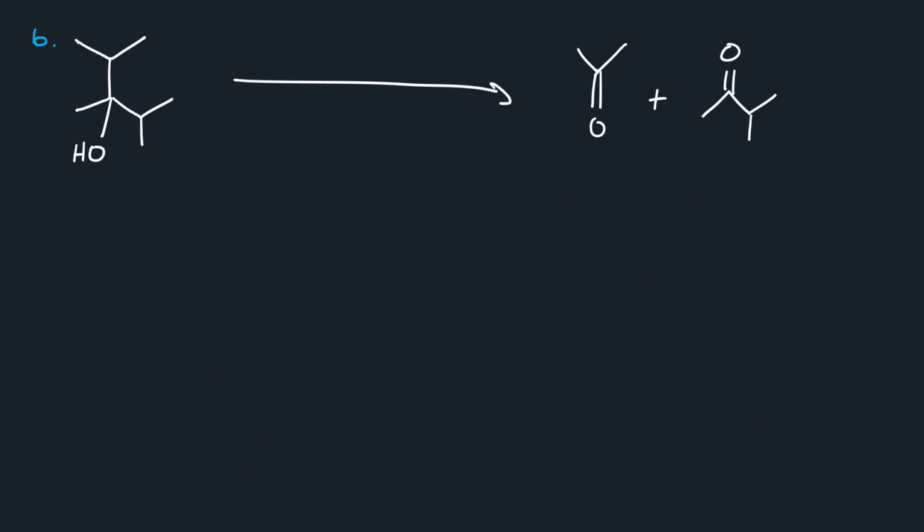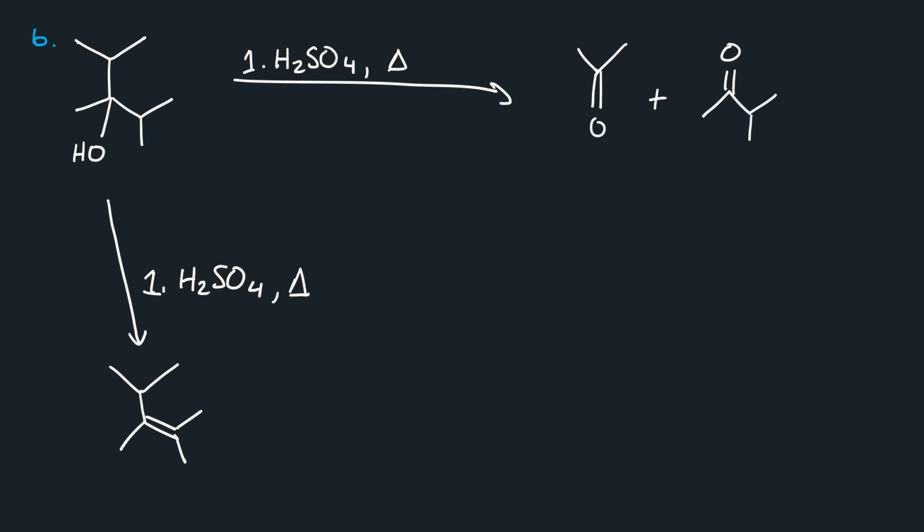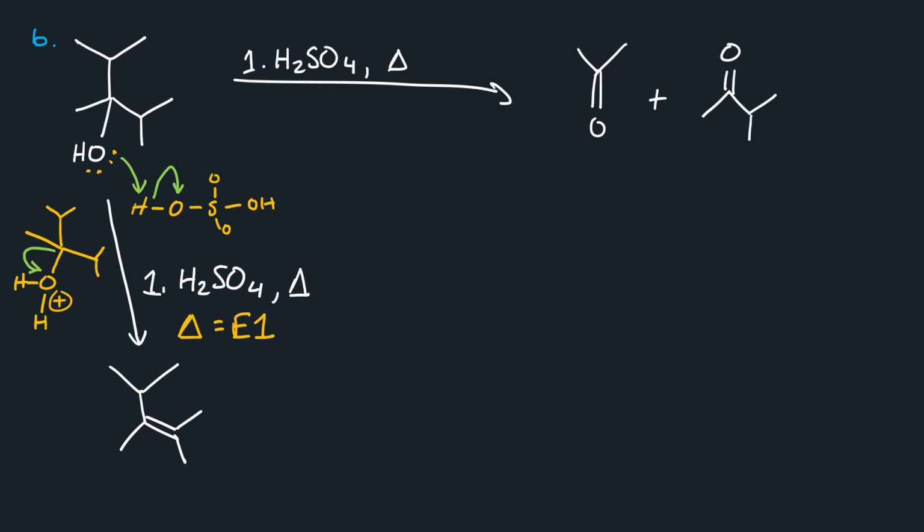So now we have to do this reaction. We need to split this thing into 2 other things. And to do that, we're going to need to do an alkene synthesis and ozonolysis reaction. So we're going to start by doing an alkene synthesis reaction. And to do this, we're going to use an acid, sulfuric acid, and a little bit of heat, because with heat we can force the E1 mechanism.